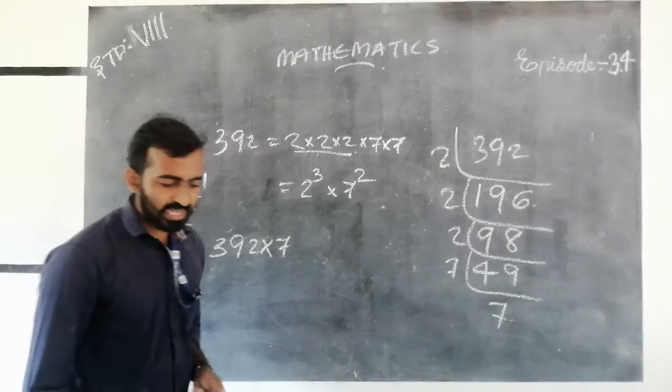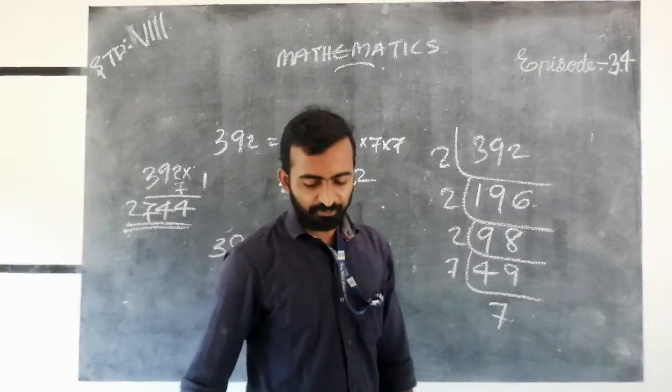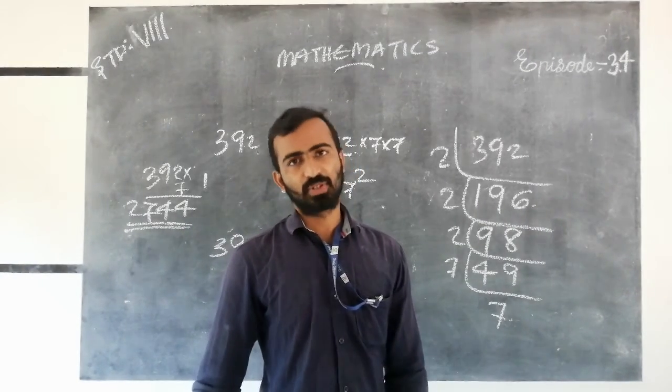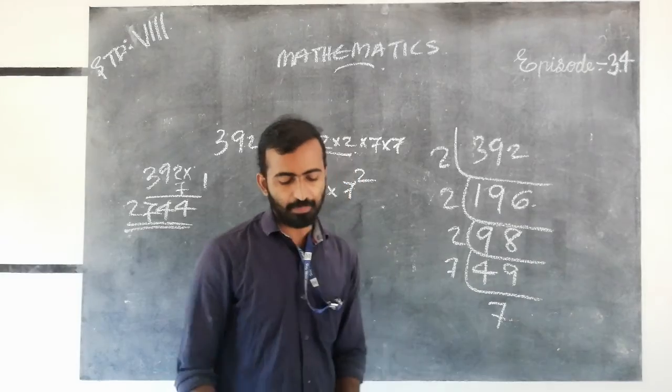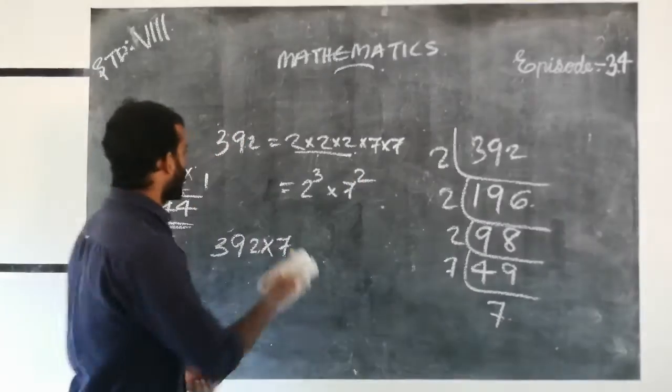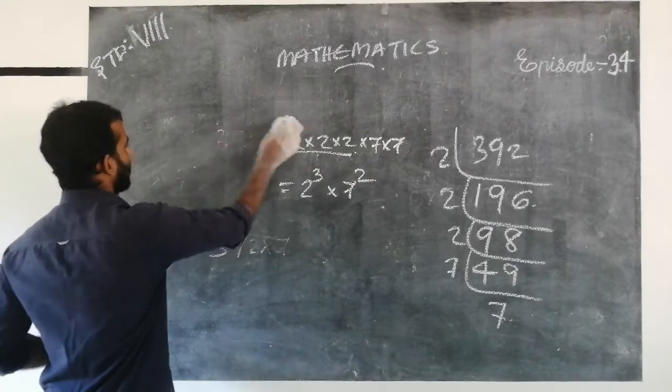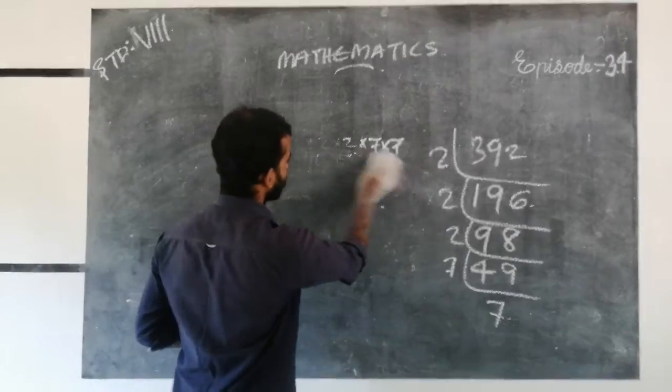That is, 2744 is a perfect square. And for another example, example 3.